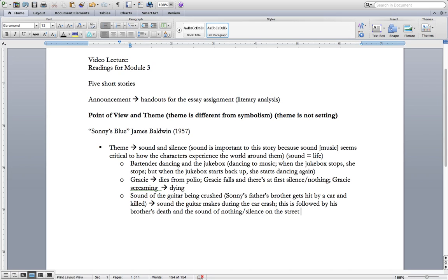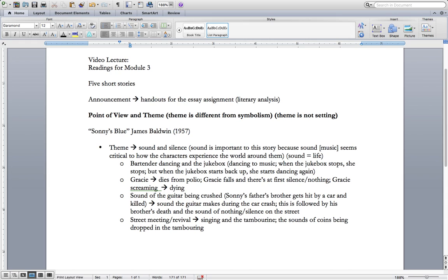So there's this kind of extreme sound with the guitar. It's very similar to Gracie. And then there's absolutely nothing on the street. There's nobody there, no sounds, anything. We also have the street meeting descriptions of this, or the revival, and we have the singing and the tambourine, and we also have the sounds of coins being dropped in the tambourine, and both Sonny and Sonny's brother are at least watching this just from different areas.